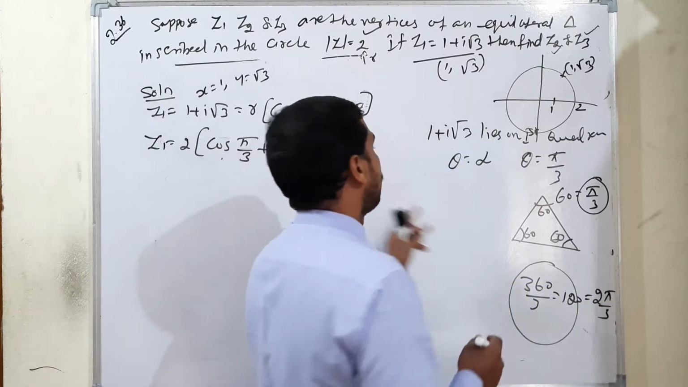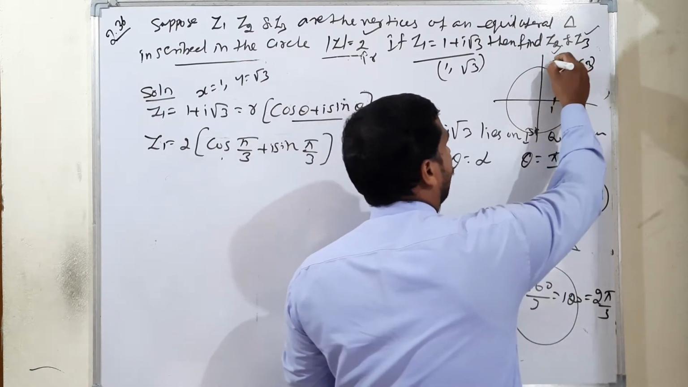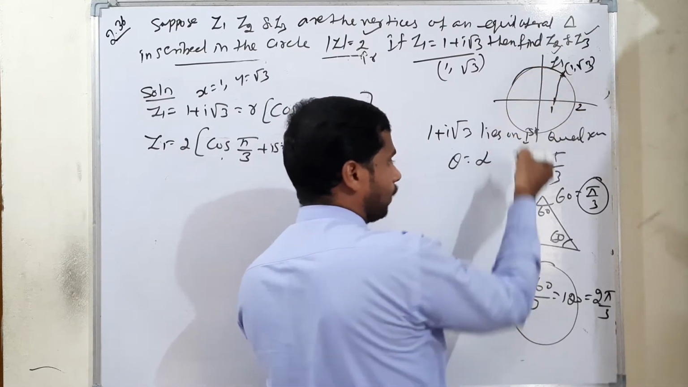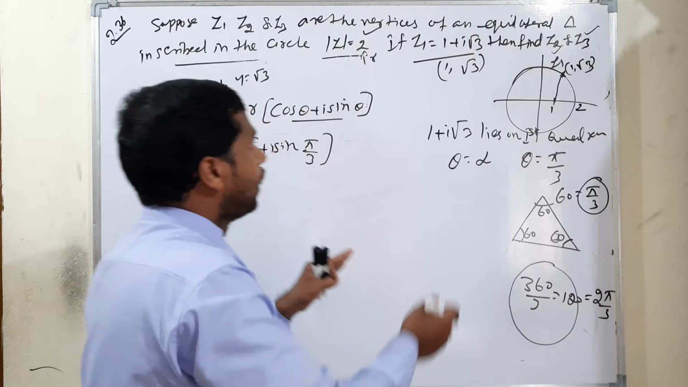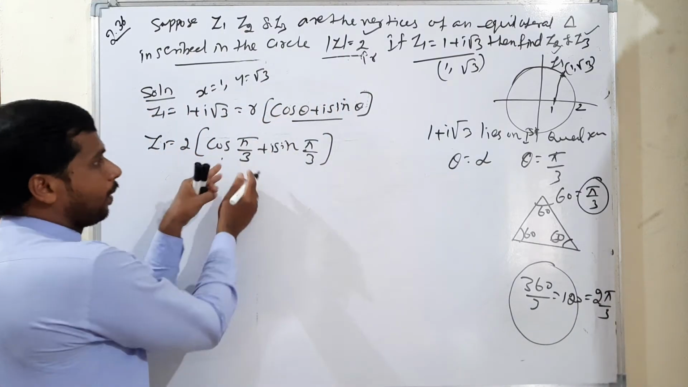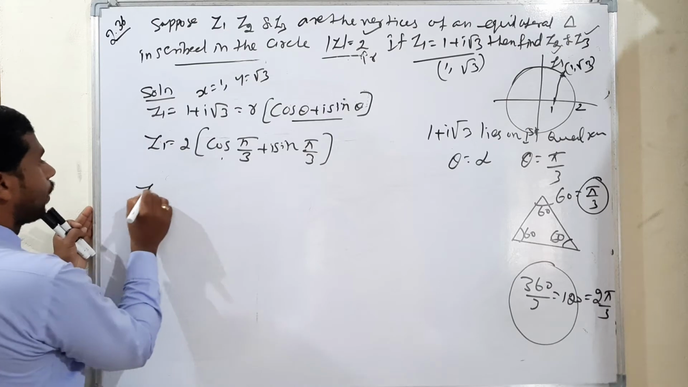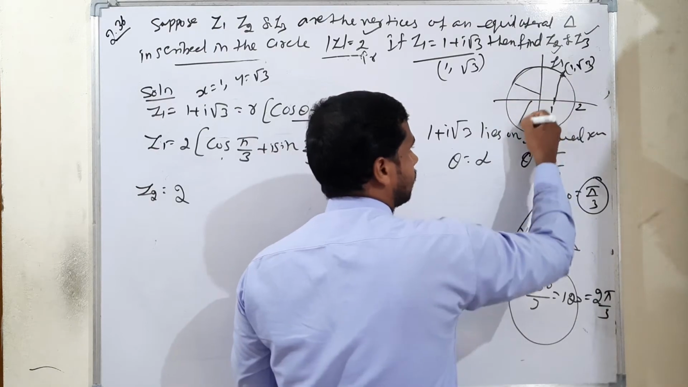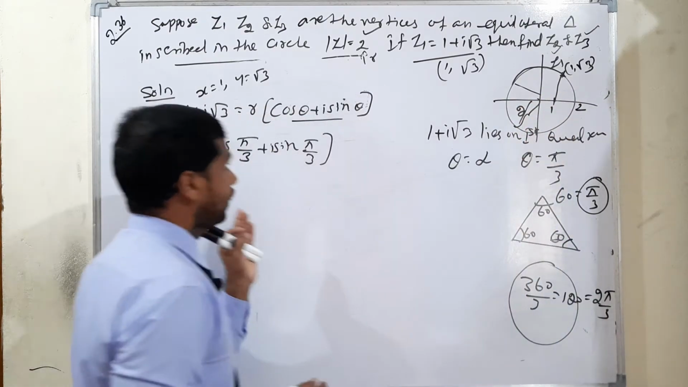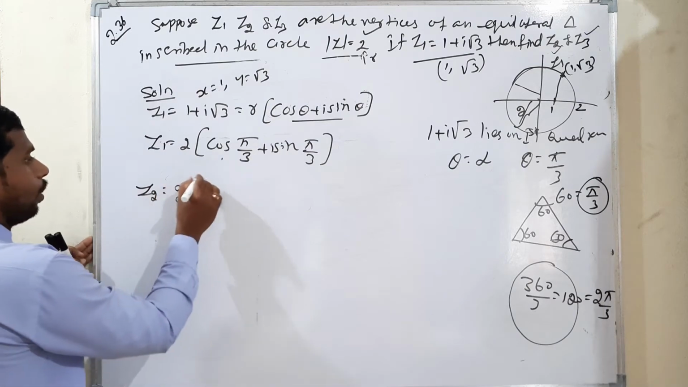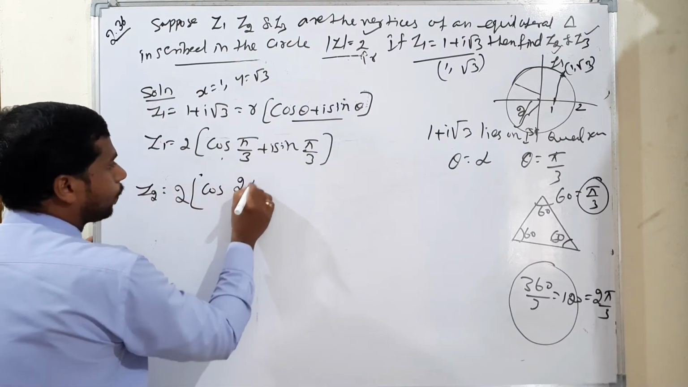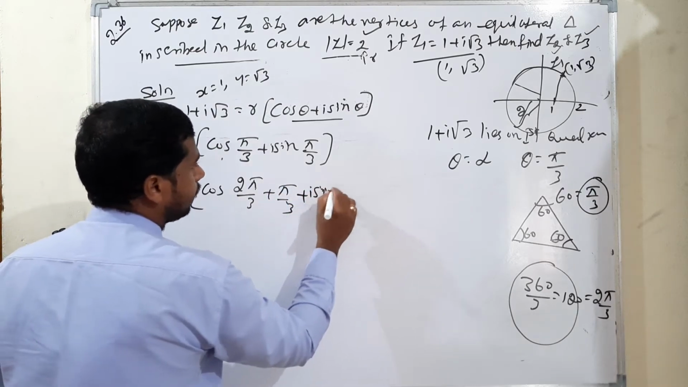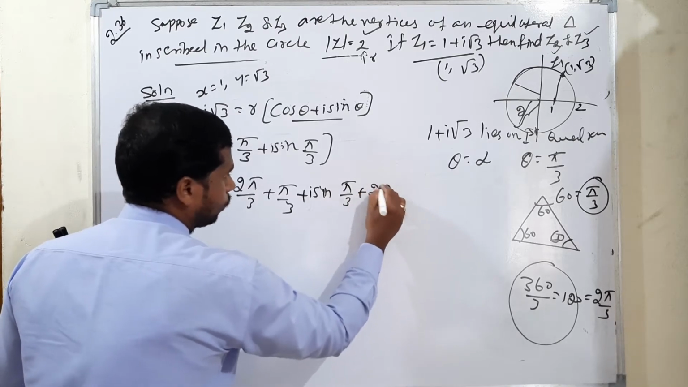So, we already know 1 comma root 3 is considered for Z1. If you need to find Z2, Z1 will move by how much distance? 2 pi by 3. Therefore, just add 2 pi by 3 to the Z1. So, how to find Z2? The 2 stays as it is, because this is the radius, which is constant as given clearly. Then cos of pi by 3 plus 2 pi by 3, plus i sin of pi by 3 plus 2 pi by 3.